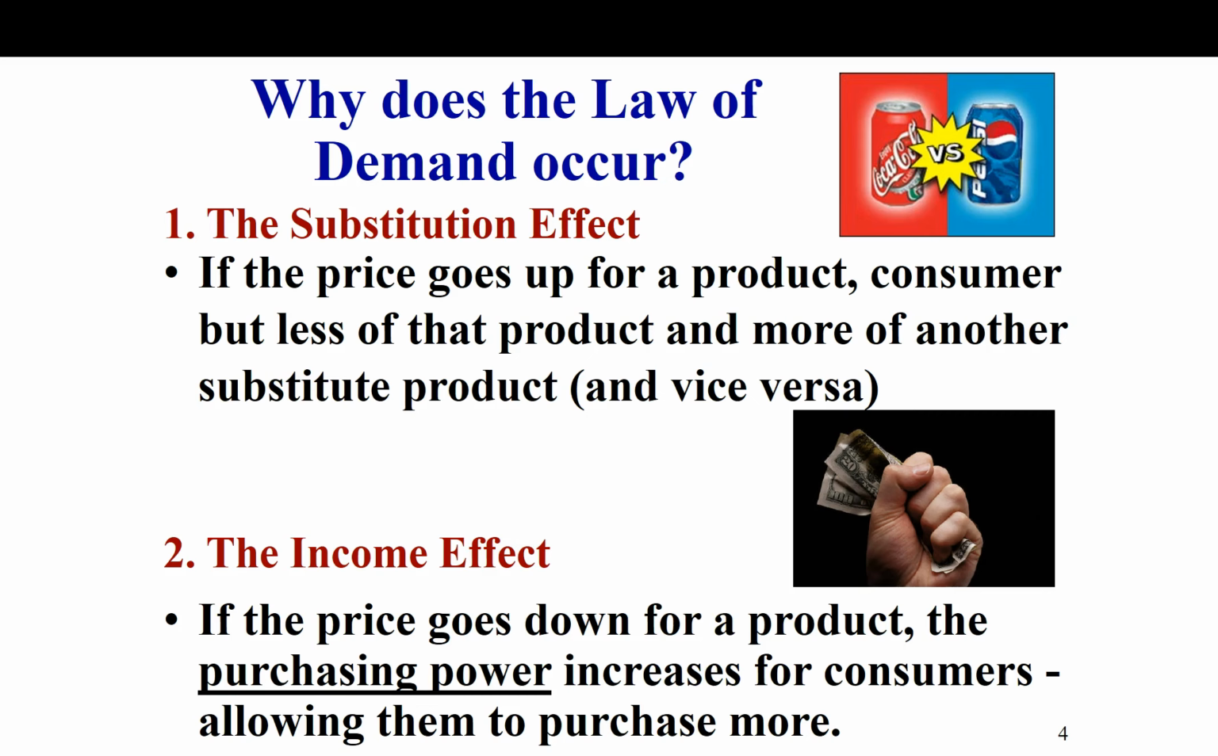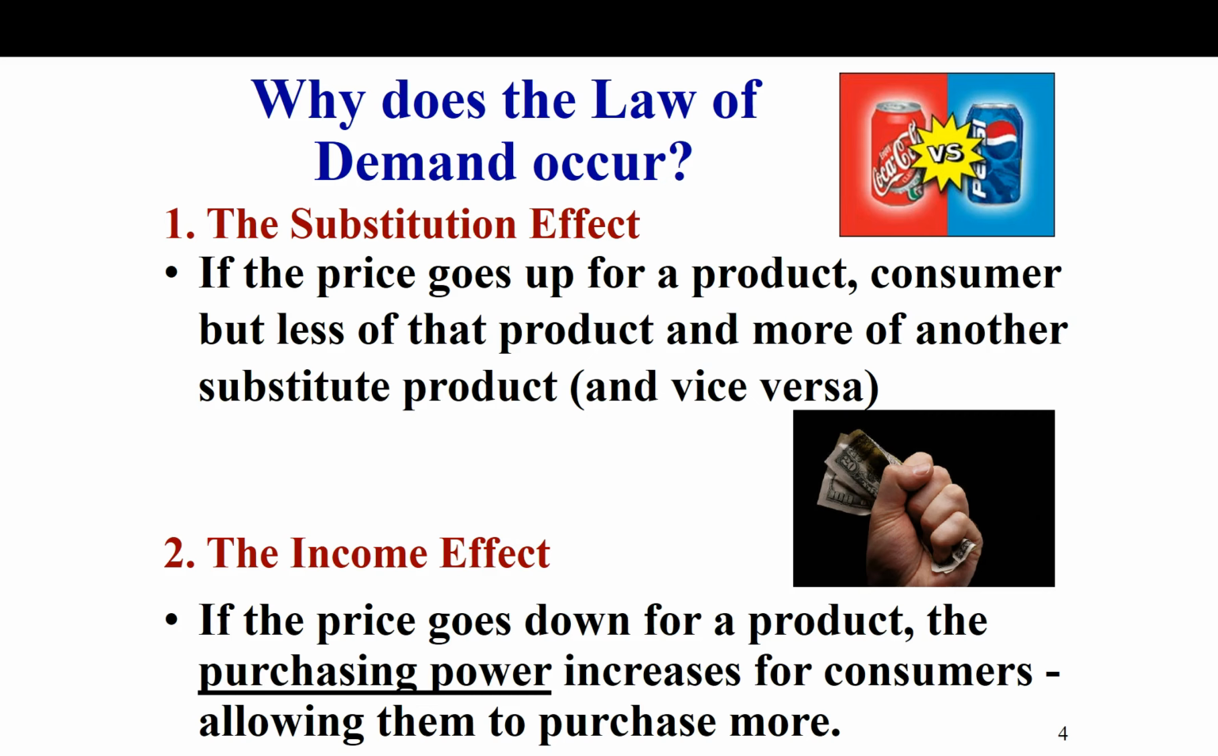So the substitution effect says that if the price for something goes up, consumers buy less of that product and more of another substitute product. So you see the example here of Coke versus Pepsi. And we can understand this because we can say, well, if the price of Coke goes up, people will buy less of it, so the quantity demanded will decrease as we're purchasing the less expensive replacement, the substitute product. So that is a partial explanation for the law of demand.